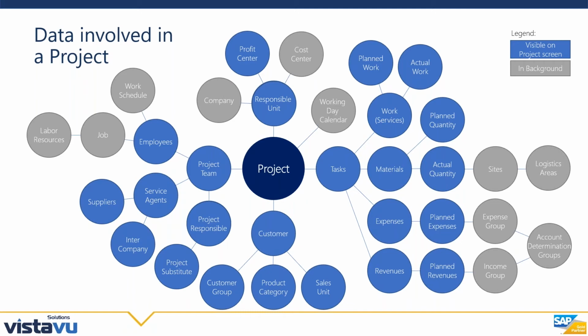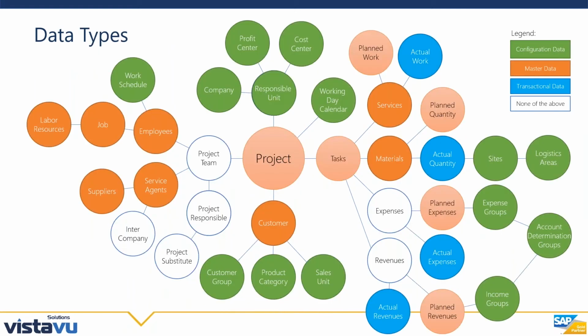Now that we have an understanding of each of these data elements, what I wanted to flip to next and show you before we get into the demo and show them in the system is what kinds of data these are. We hear about master data, transactional data. Well, what are these things? If we take that same diagram and just apply some colors to it, this should help give an idea of what type of data this is.